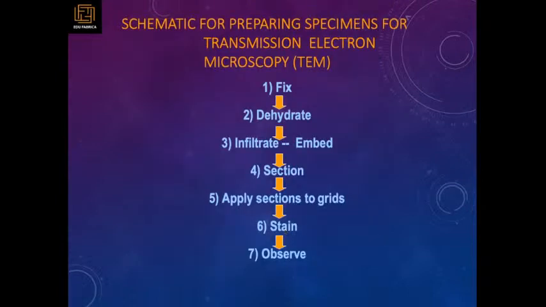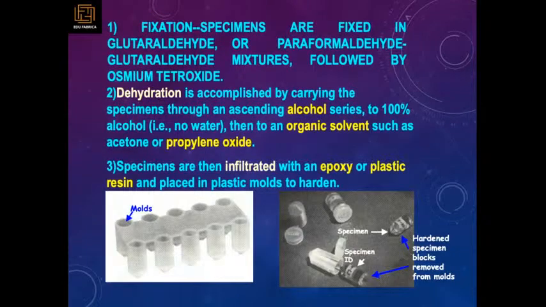For a transmission electron microscope, you fix, dehydrate, then infiltrate, and then section, apply sections to grids, stain, and then you observe it. So for fixation, specimens are fixed in glutaraldehyde or formaldehyde or glutaraldehyde mixtures, followed by osmium tetroxide. Then dehydration is accomplished by carrying the specimens through an ascending alcohol series to 100% alcohol, then to organic solvents such as acetone or propylene oxide. Specimens are then infiltrated with an epoxy or plastic resin, and placed in plastic molds to harden.